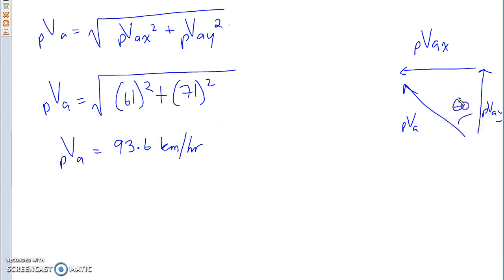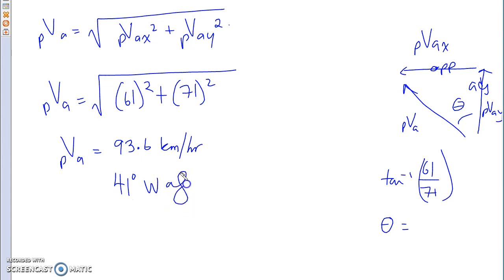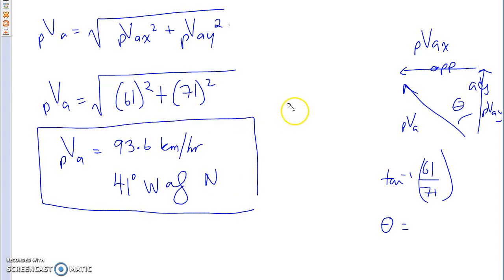Of course, we're going to do tan inverse to solve for our direction. Tan inverse, opposite over adjacent. And our opposite over adjacent will come out to 61 divided by 71. And you get theta, which is 41 degrees west of north. And this is your solution for relative motion. Now, as I said, the way to complete the relative motion question is very, very similar to how we've been doing our vector components questions all throughout this chapter.